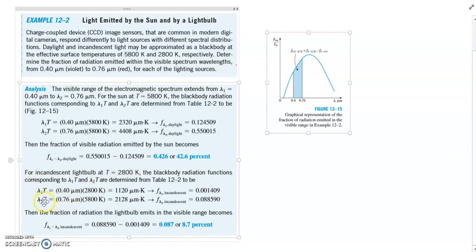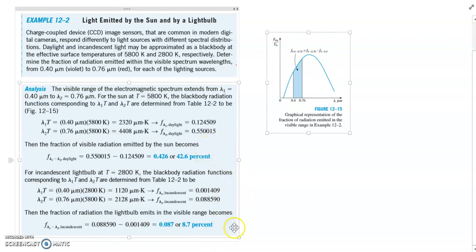Okay, the next one is for the incandescent light bulb. Take note, there is a typo. It should be 0.76 multiplied by 2800. If you plug it into your calculator, you still get 2128. So this is just a typo. So repeat the same method: f lambda 2 minus f lambda 1. For incandescent light, you will get 0.087.